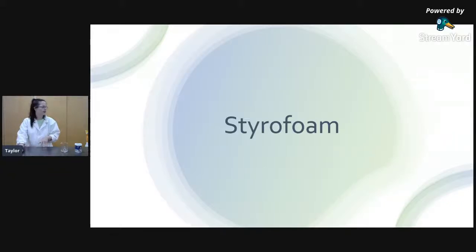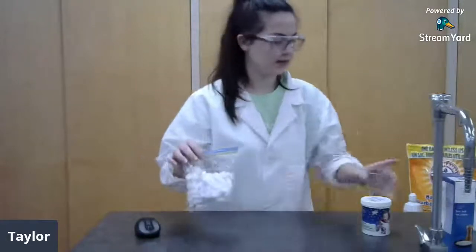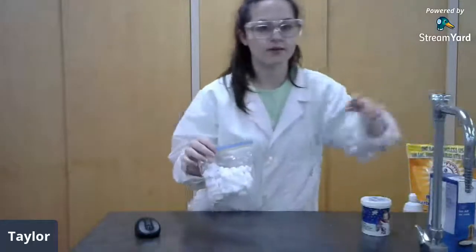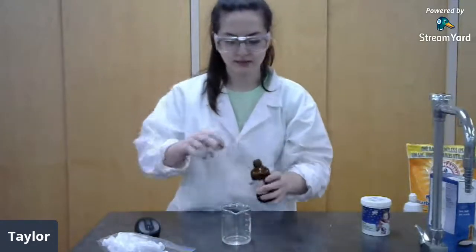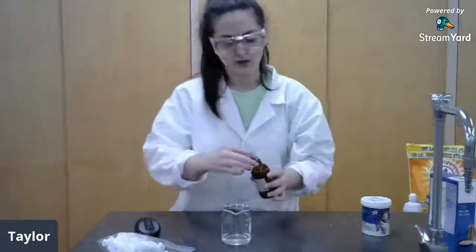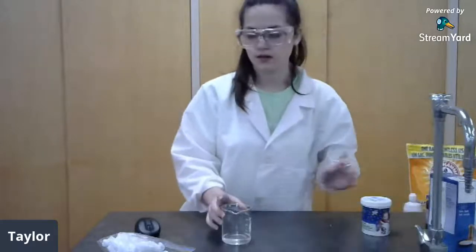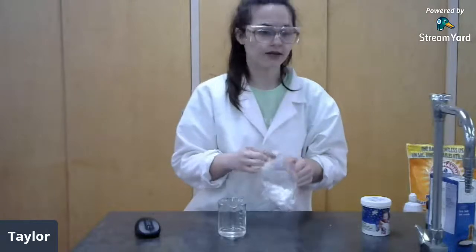So I have some packing peanuts here, and I have a beaker and some acetone. So I'm going to add the acetone to the beaker. And these packing peanuts are made of polystyrene or styrofoam. And on its own, it would take hundreds of years to break down.